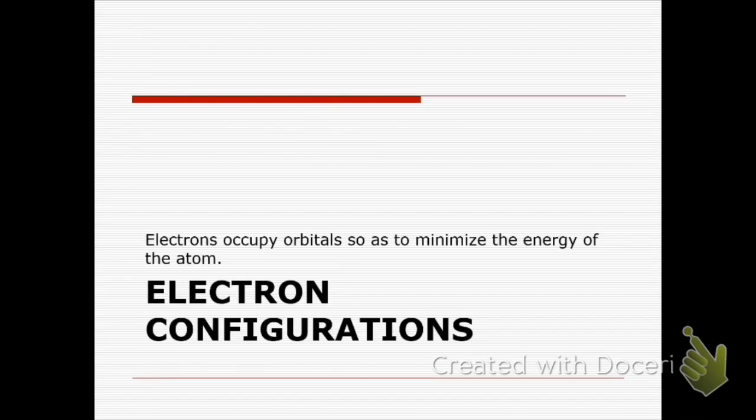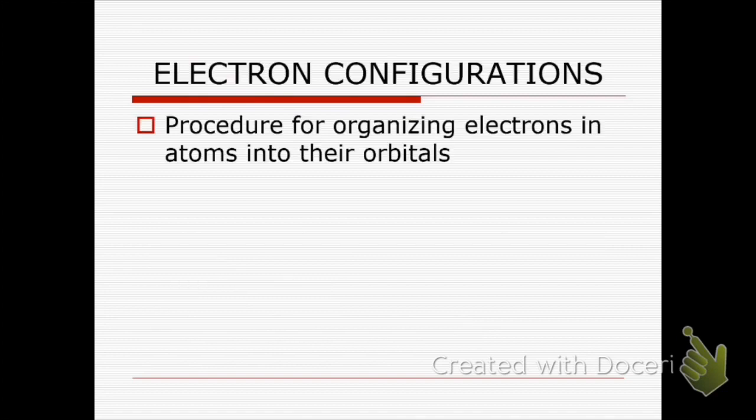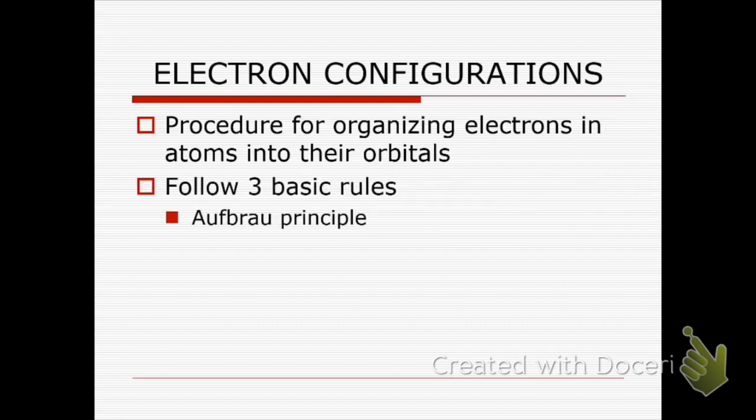Today's lesson shows how we can use the numbers that we discussed in the quantum theory to illustrate what are known as electron configurations. So what is an electron configuration? It is nothing more than an organizational procedure to put the electrons around the nucleus in their orbitals. And how they fill in follows three basic rules, what are known as the Aufbau principle, the Pauli exclusion principle, and Hund's rule.